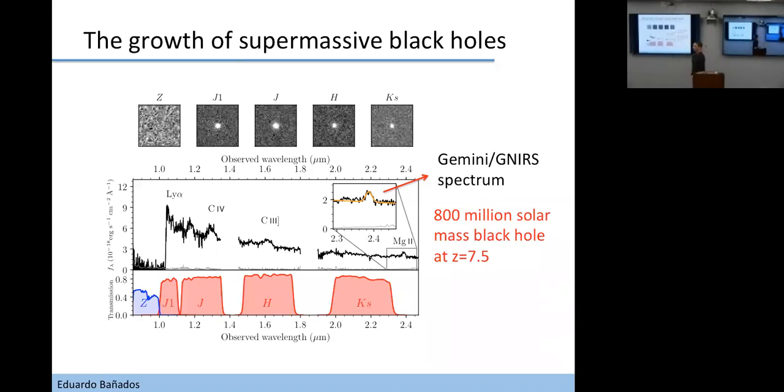So then I called my friends here at Gemini and said, well, we have this quasar, and we don't know the mass of the black hole, which is one of the most critical properties of this object. And GNIRS, in 4, 4.5 hours, has a very nice spectrum of the magnesium II line, and that allows us to measure an 800 million solar mass black hole, or 10^8.9. So GNIRS has been crucial to the characterization of the two most distant quasars known so far.